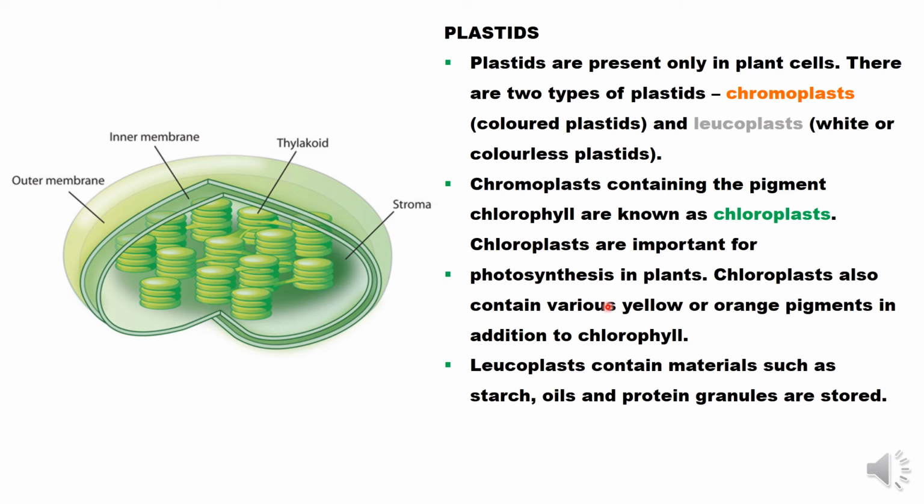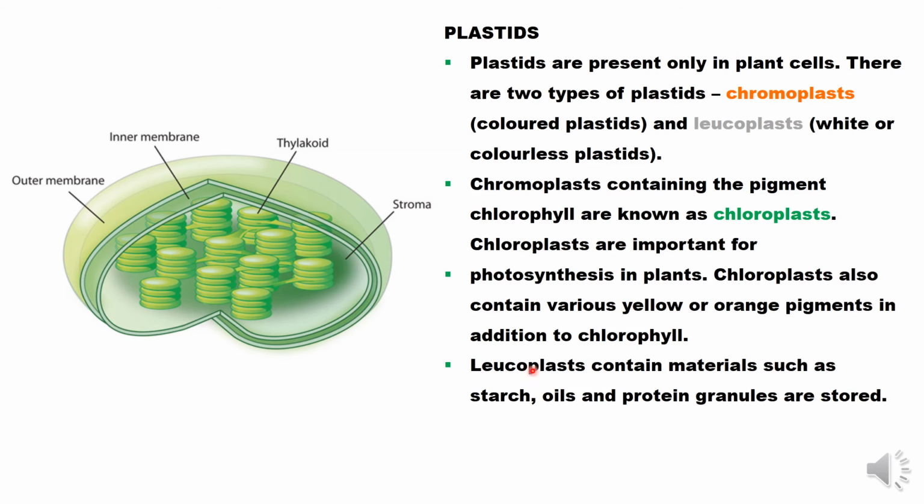Now let us talk about chromoplasts. Chromoplasts are those plastids other than chloroplast which contain yellow, orange or red pigment. Now these plastids which contain colorful pigments are helpful in giving color to the flowers and fruits, and in flowers they help in attracting the insects for pollination. In fruits they attract various animals which help in the dispersal of seeds.